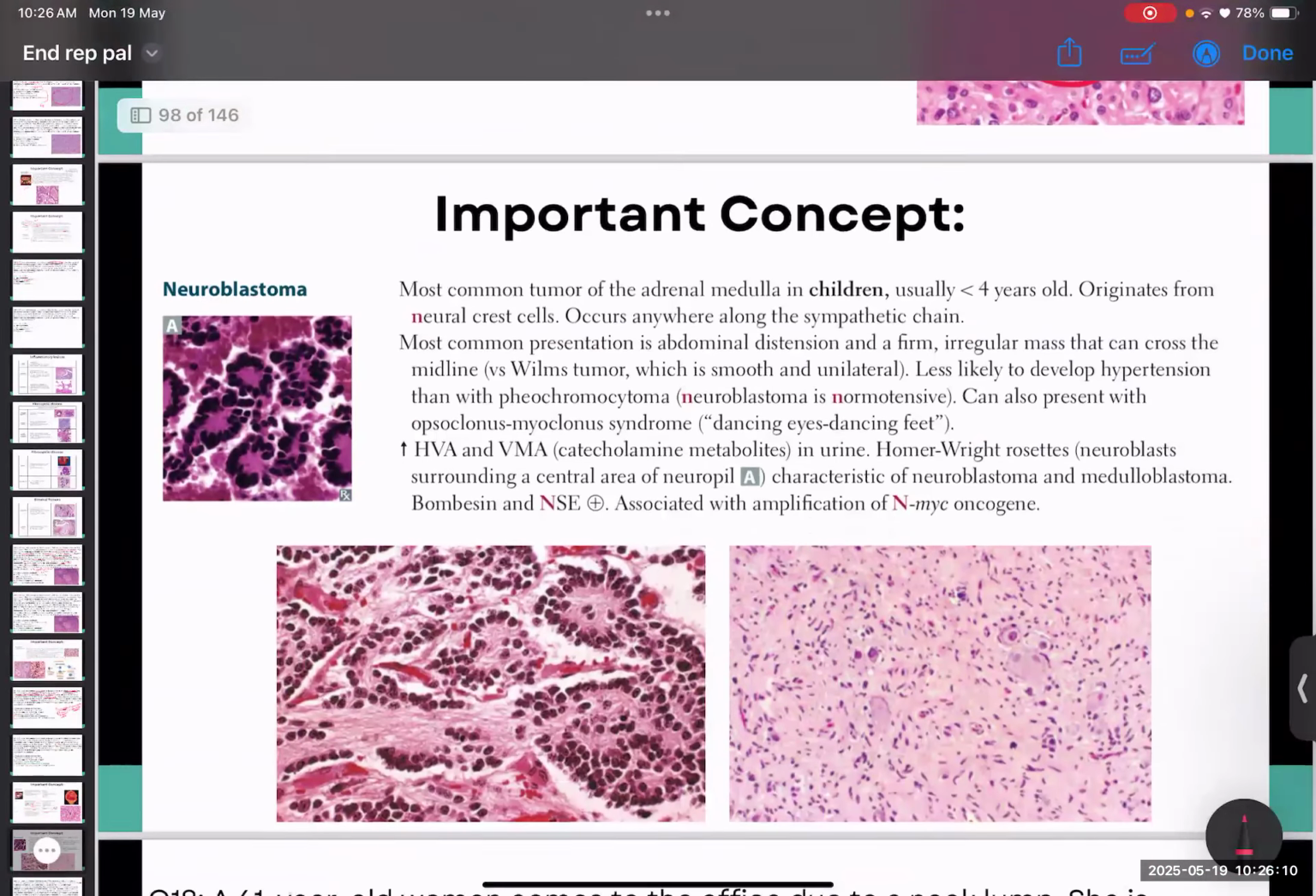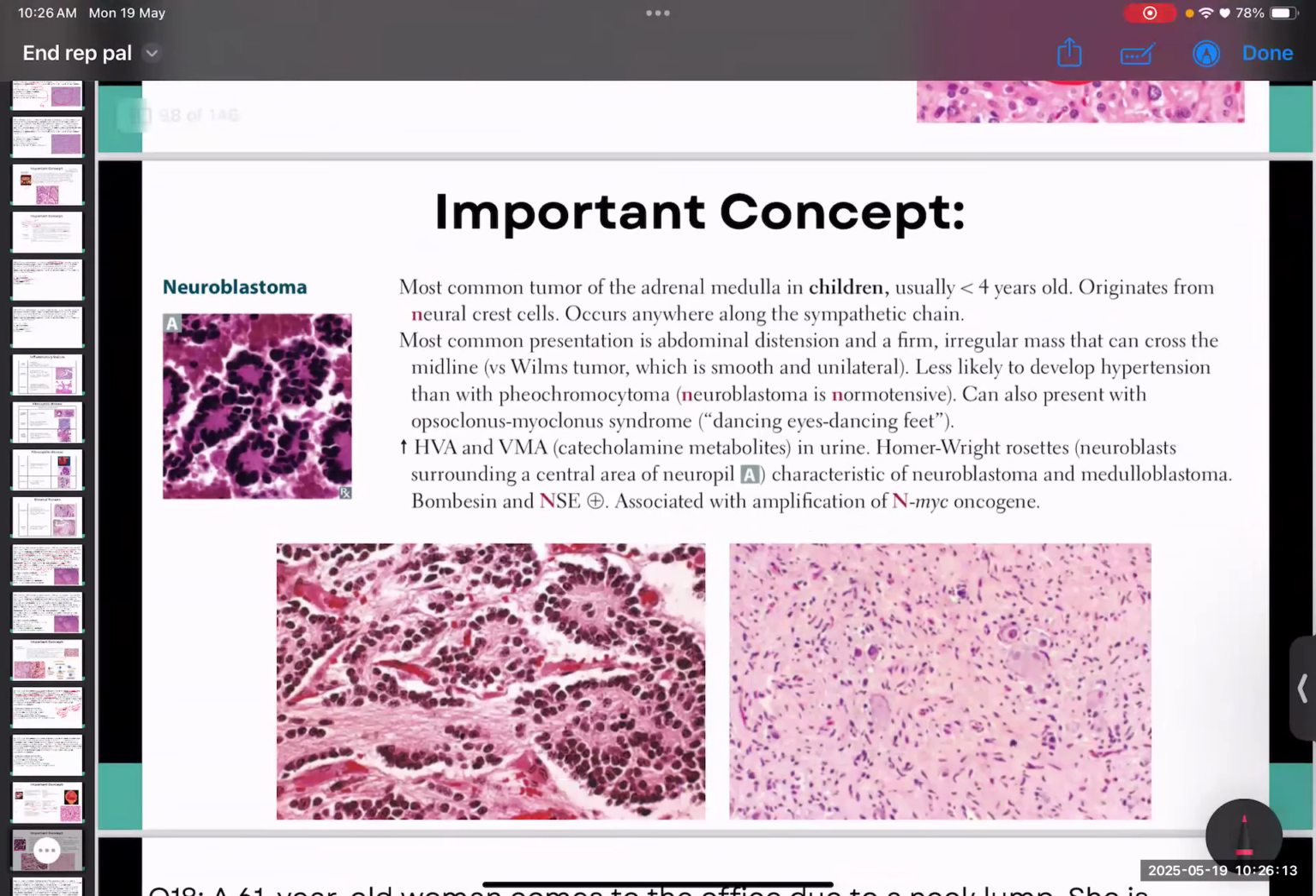And then with neuroblastomas, these are usually seen in children, and they will produce a mass effect. However, they're not going to cross the midline. Okay, so you will see abdominal distension, but it's going to be localized. And the thing about neuroblastomas is that you usually don't see hypertension. Rather, you will see someone with dancing eyes, dancing feet, so it's called opsoclonus myoclonus syndrome. And again, VMA and HVA are going to be high in neuroblastomas, both in urine and plasma.